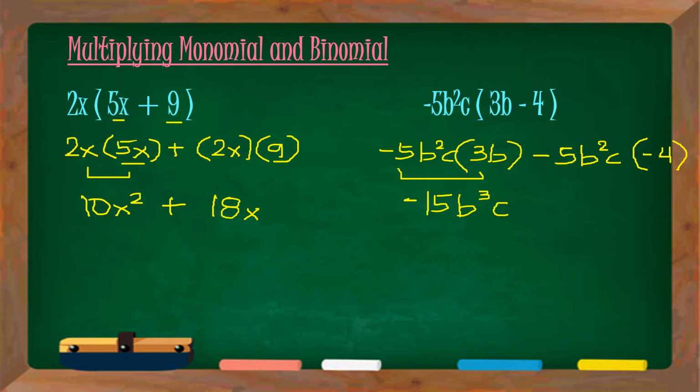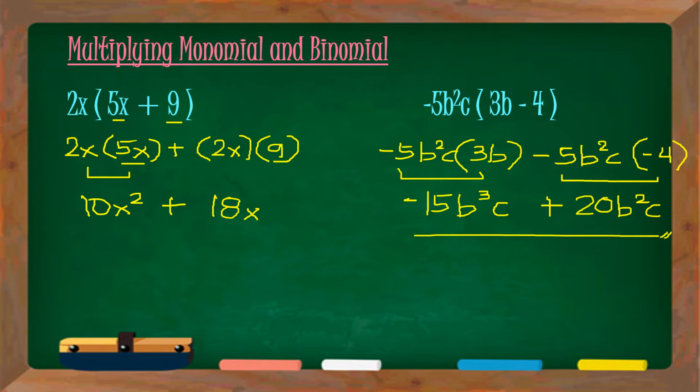Next, we have negative 5 times negative 4. So, we have positive. 5 times 4 is equal to 20. Dahil walang kasamang variable si negative 4, i-bring down lang natin yung kasama ni 5, which is b squared c. So, the product is negative 15b to the third power c, plus 20b squared c.